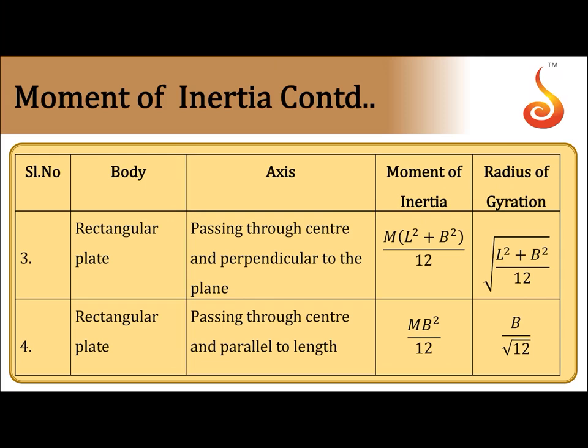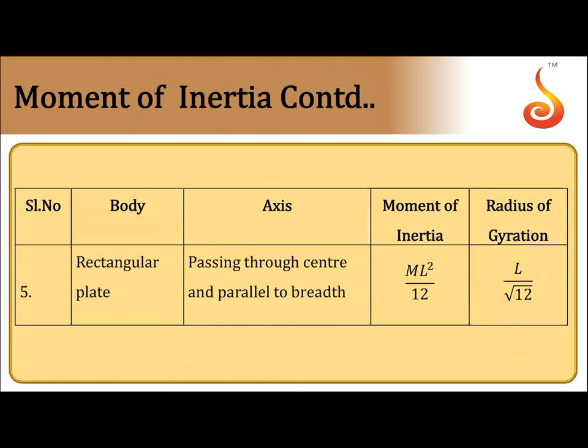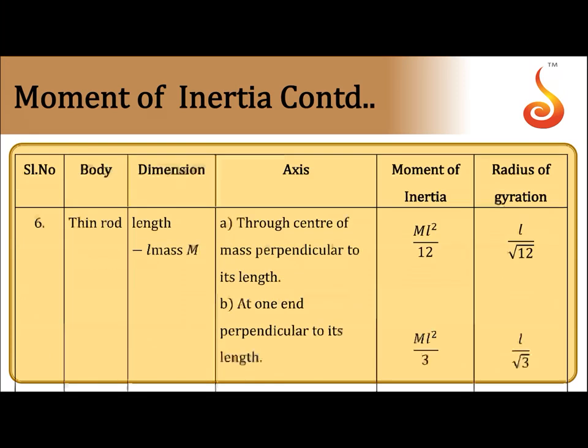If you consider a rectangular plate with the axis passing through the center and perpendicular to the plane, then it is m into l square plus b square by 12. The radius of gyration is root of l square plus b square by 12. For the same rectangular plate, if you change the axis, if it is passing through the center and parallel to length, it is mb square by 12, so the radius of gyration is b by root 12. Then if it is parallel to breadth, it is ml square by 12, and the radius of gyration is L by root 12. The same will be the moment of inertia for a square plate, where L and B are equal.